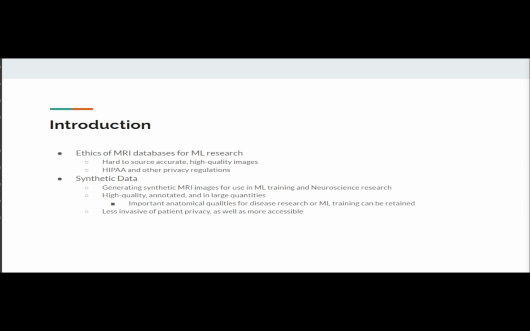Well, you create synthetic ones. These synthetic MRI images are very useful when it comes to machine learning because they can be generated in much higher quantities than any actual authentic MRI scans are going to be able to be found. And you can ensure that they are accurately annotated, that they are high quality, and that they've all been harmonized to ensure that any biases from the specific actual hardware machine that took the images has been removed, and that the model's not going to be confused by that. And this can all be done while retaining important anatomical qualities for disease research and machine learning in training.